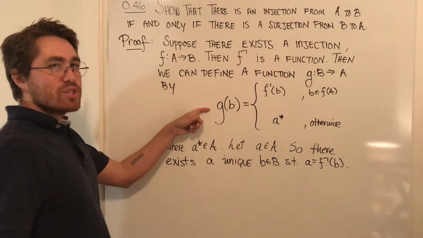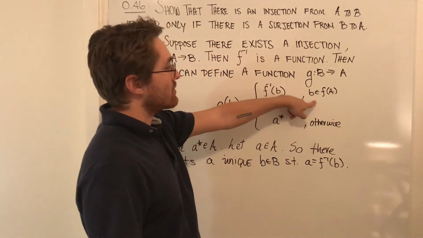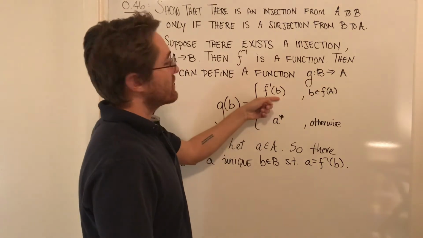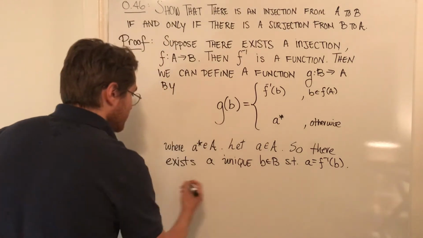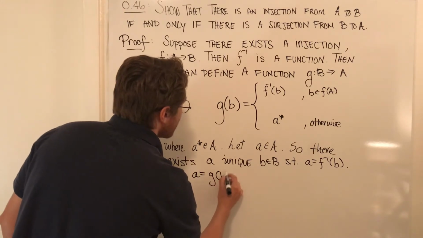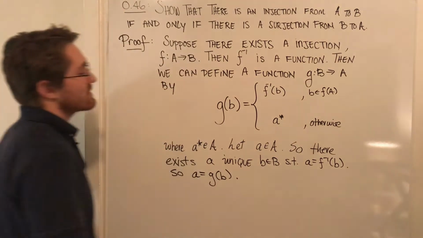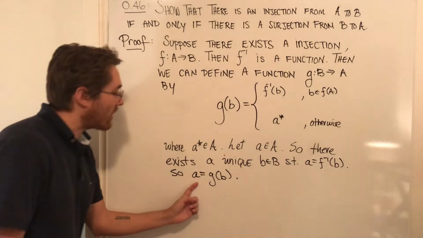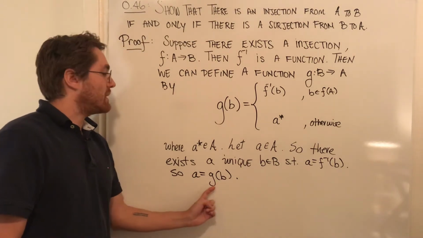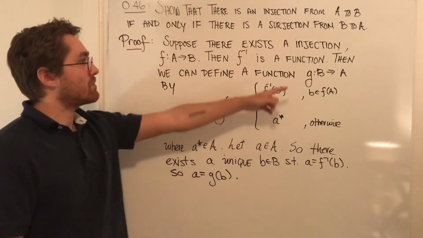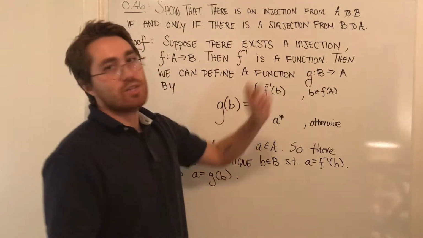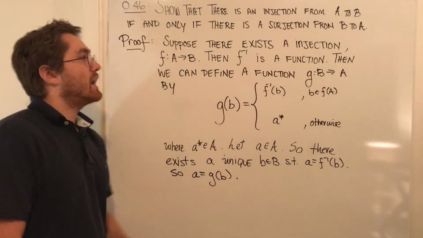But then look at our function g. g says, if you're getting mapped by some element in A, then you're just going to be f inverse of b. So a is equal to g of b. And that establishes the proof then, right? Because now I found that a really is the image of some b by g. So pick an a in A, I can find you a b that gets mapped to that a by g. And there we go.